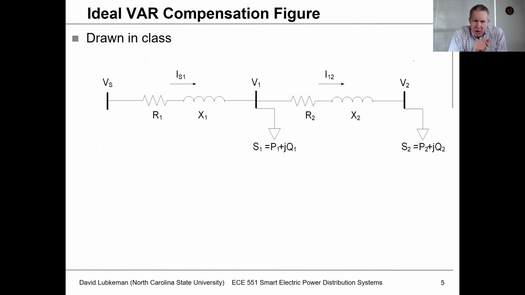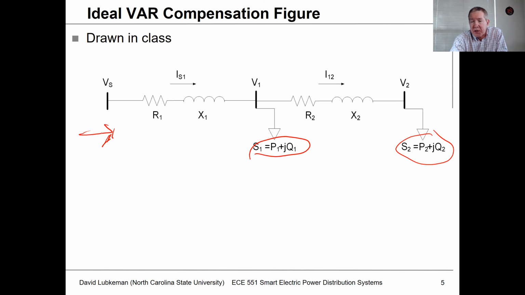Okay, so let's talk about ideally what do we want to do with capacitor placement. Let's suppose I had a circuit with two different loads. I've got a load P1 plus jQ1 at bus 1, and a load P2 plus jQ2 at bus 2. At the top of the feeder, what we're trying to do is get the power factor as close to 1 as possible. So if I were going to put capacitors in the circuit and I had every conceivable size of capacitor available to me, what would I want to do?